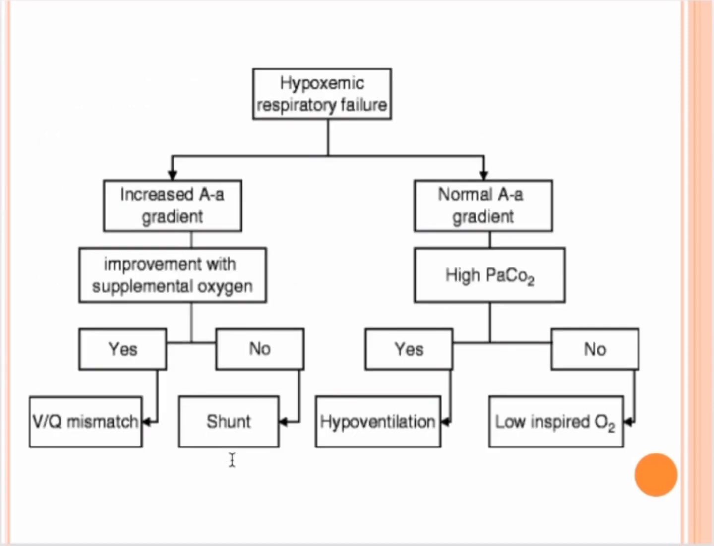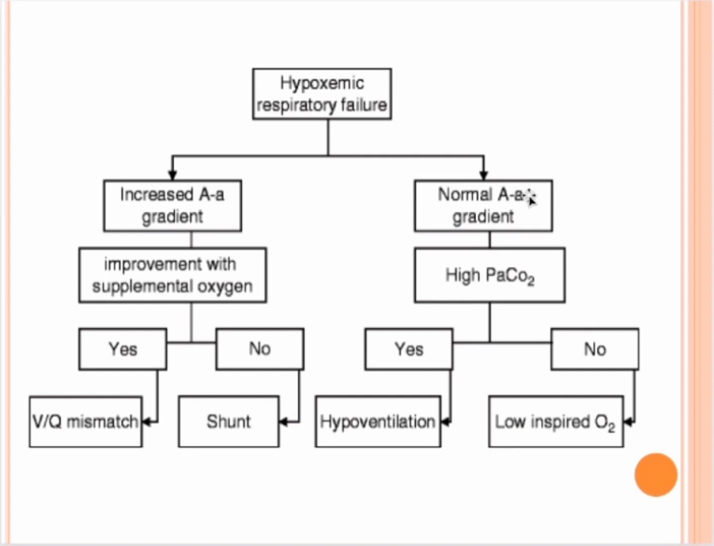So to conclude, in a patient with hypoxic respiratory failure, you calculate the AA gradient. If the AA gradient is increased and it improves with oxygenation, then you are actually looking at VQ mismatch. If the AA gradient is increased and there is no improvement with oxygenation, you are dealing with a shunt as a mechanism of hypoxemia.